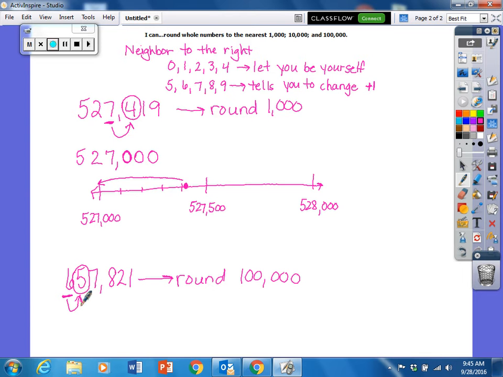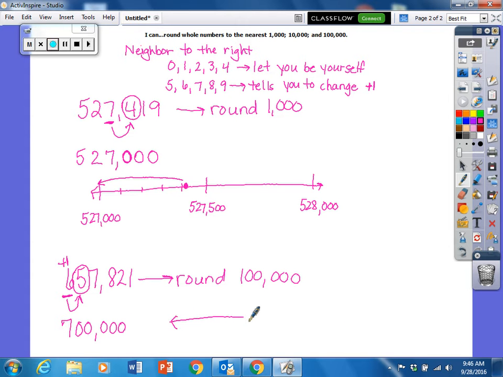The 5 is in the second list. So what's going to happen to my 6? It's going to go up by 1. So 6 plus 1 is 7. Now once the 5 has helped us out or told us to change, it goes away, which is why we circled it. It's going to leave and there's only going to be a 0 left. So that's where we fill in the rest of our zeros.